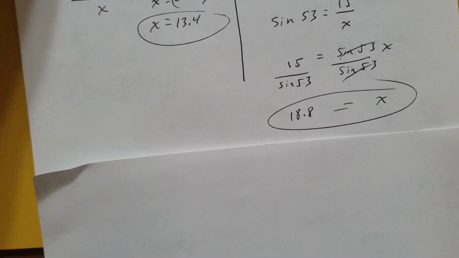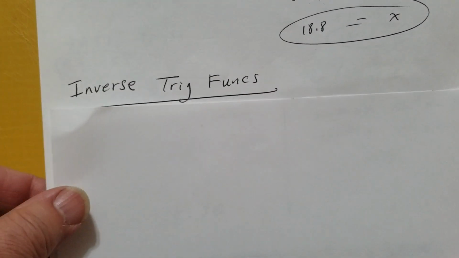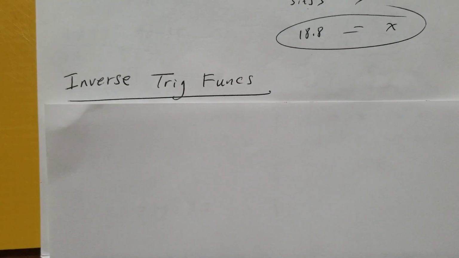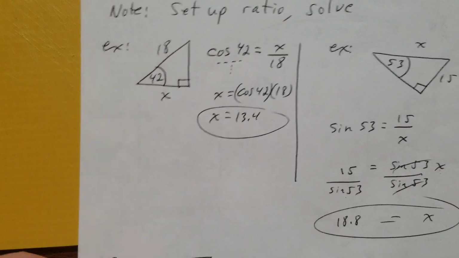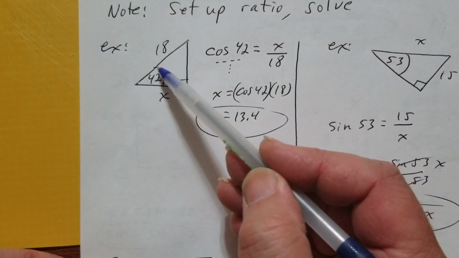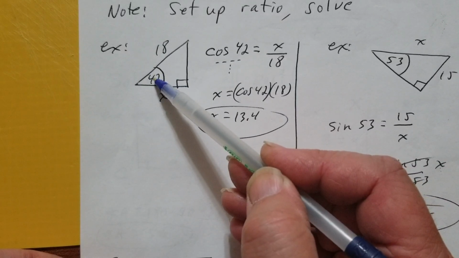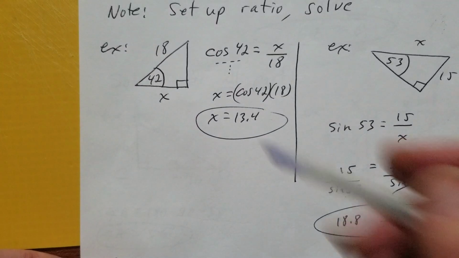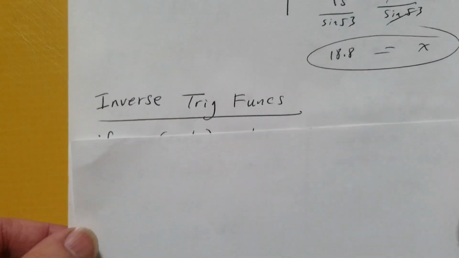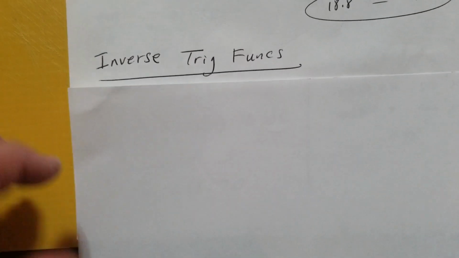Okay? Now, inverse trig functions. If we're going to find an angle, imagine going back to this. Imagine we had the two sides, 18 and 13.4, but we didn't know this angle was 42. That's the x there. That's the unknown there. So it's kind of like going backwards. We're giving you the sides, go back to the angle. Well, we use inverse trig functions. Not to worry. The calculator will do all the work for you.